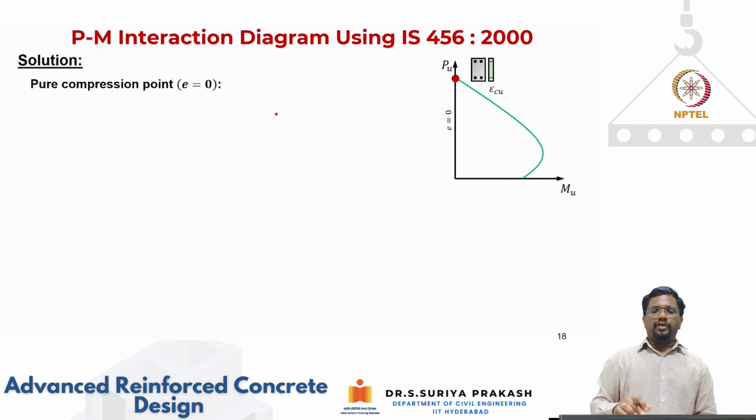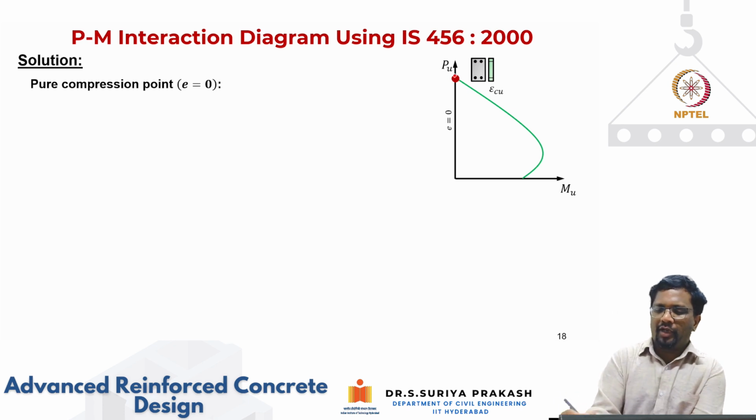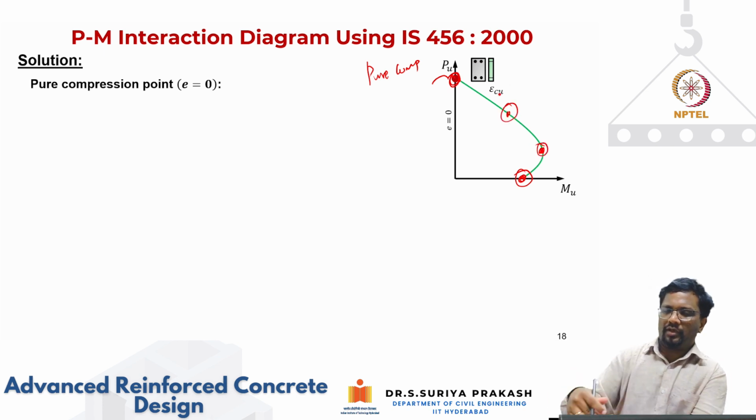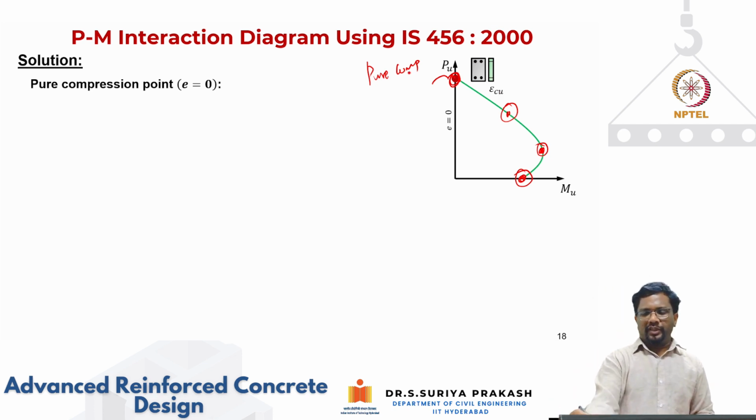Now let's look at the interaction curve. We have seen I am calculating at multiple points. This is your pure compression, this is your pure bending, this is your balanced condition, and this is your point when x is equal to d. Now for the pure compression case, the eccentricity e is 0. So let us see how to calculate it.